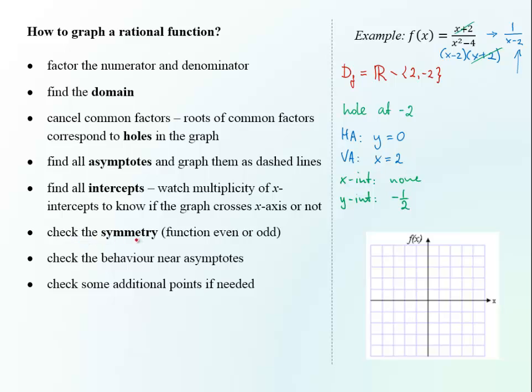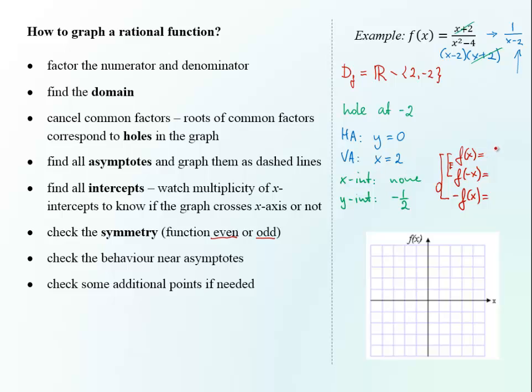It's also a good idea to check for symmetry, if the function is even or odd. This particular function doesn't look like it's even, and it's not odd. Recall that to check for symmetry, it's enough to check what's f of negative x, what's negative f of x, and compare it with f of x. If we get this pair of functions being the same, then the function is even, and if we have this pair of functions the same, then the function is odd. So this is even, this is odd.